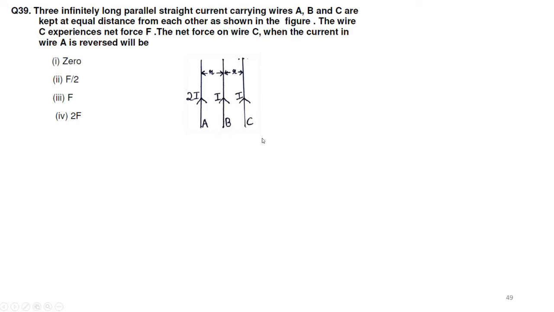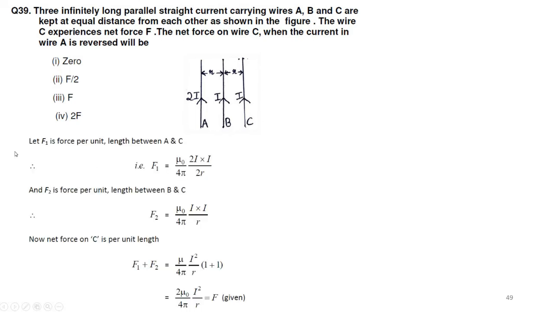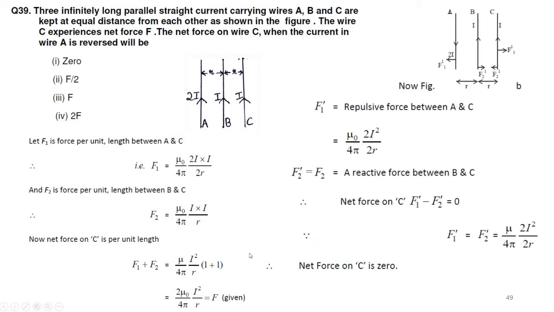This is the given diagram. See, the official key is like this. Okay, he has explained all the steps here. This is the key steps given, right? But here this F1, force per unit length, F1 is force per unit length, not just F, between A and C, is given like this by the formula. But actually here instead of 4 pi there should be 2 pi.